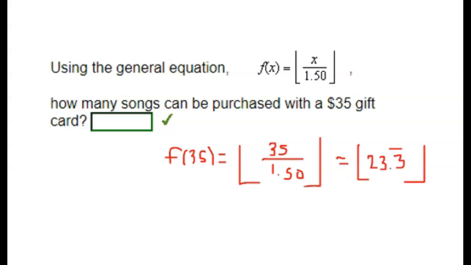Now that equals 23.33333 repeating. But we know with our greatest integer function, we're going to round down. So I know I can only get 23 songs. I'm only going to be able to buy 23 songs. Now I want you to take a minute and answer the question to the right using the greatest integer function.